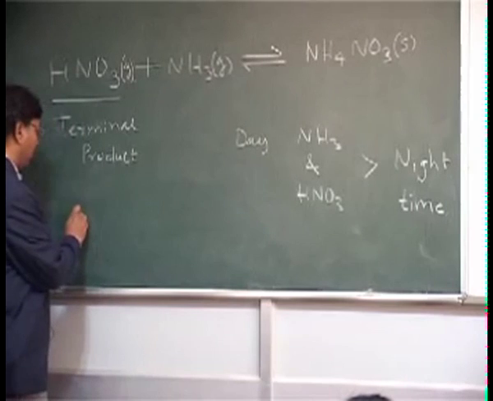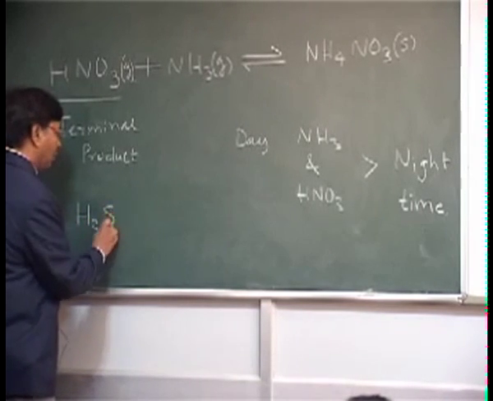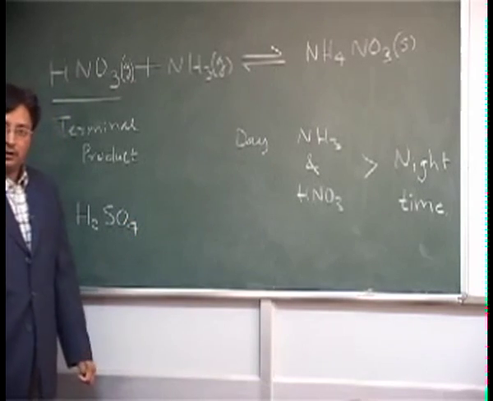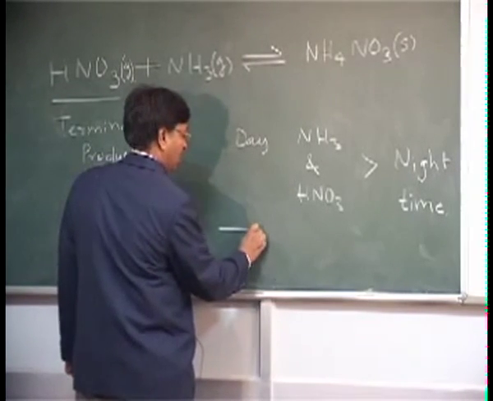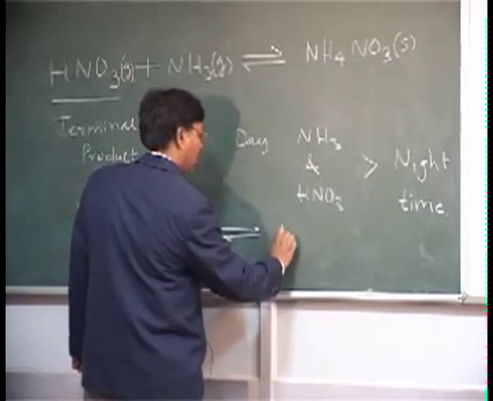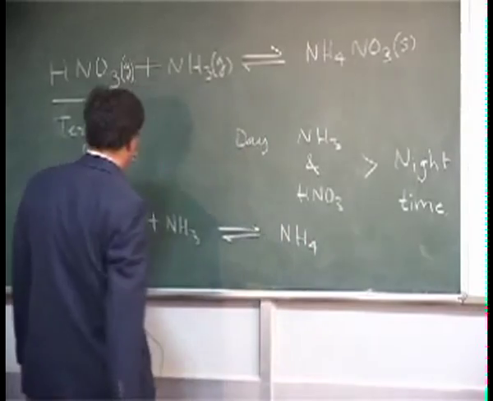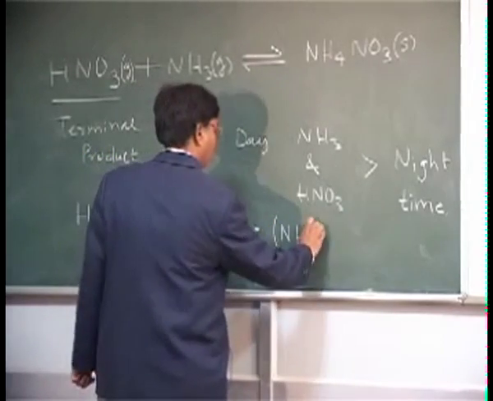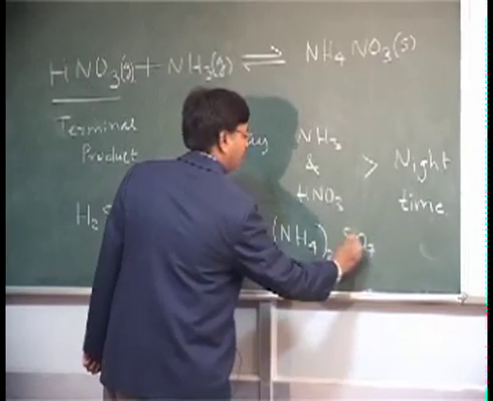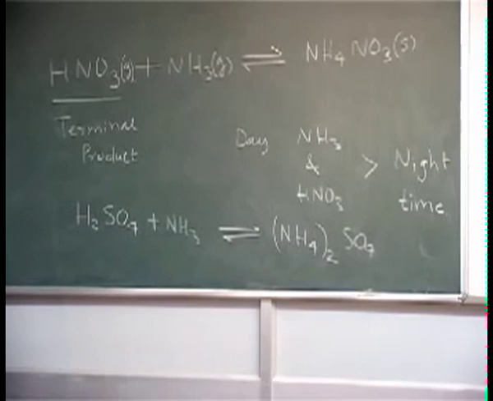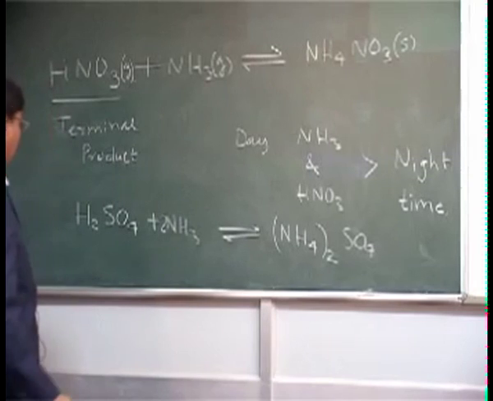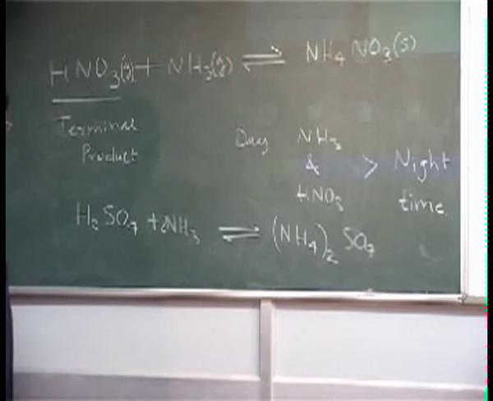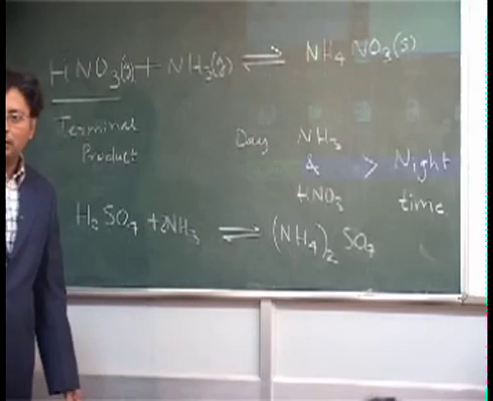Similarly, there is an end product we have not discussed so much: the terminal reaction for SO2 was H2SO4, plus ammonia, gives (NH4)2SO4, and then of course you have to balance the equation. How do I balance? 2 nitrogens, 8 hydrogens, and the sulfate is sulfate. So you get it without any problem.